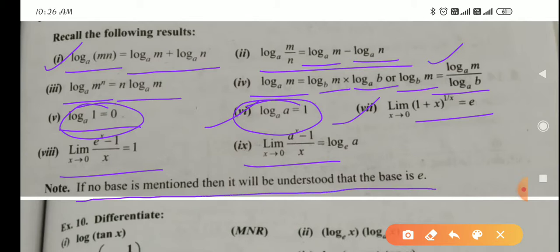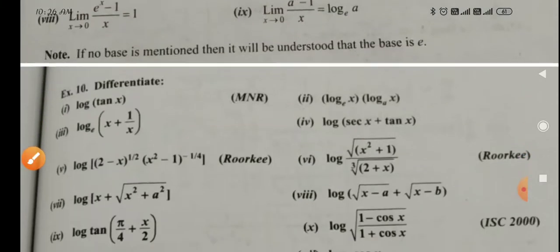Now some examples are coming, and before doing the examples, these formulae you have to keep in mind. Suppose in an example you want to simplify any question with the help of these formulas, then you can simplify easily if you have these formulae in mind. Next, example number 10. Many parts are there, but the first 3 parts I am going to take.